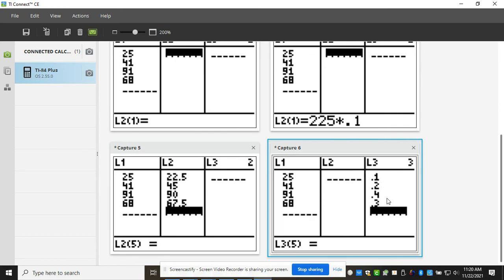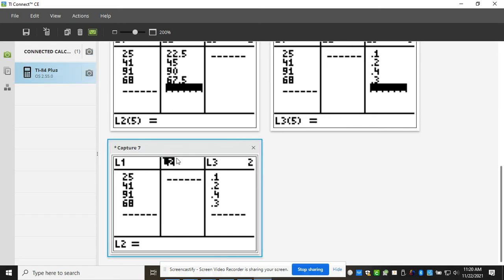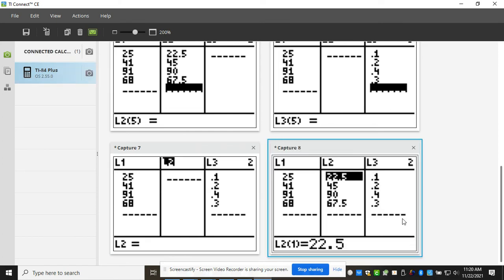So you can put your probabilities here in list 3. And then when I go to list 2, highlight right here and type in what? 225 times L3. Just so that I don't have to type every single one in. I would rather do that just so that I don't hit the wrong button typing something. But you don't have to. Okay, so either way, I've got my observed in list 1, my expected in list 2.